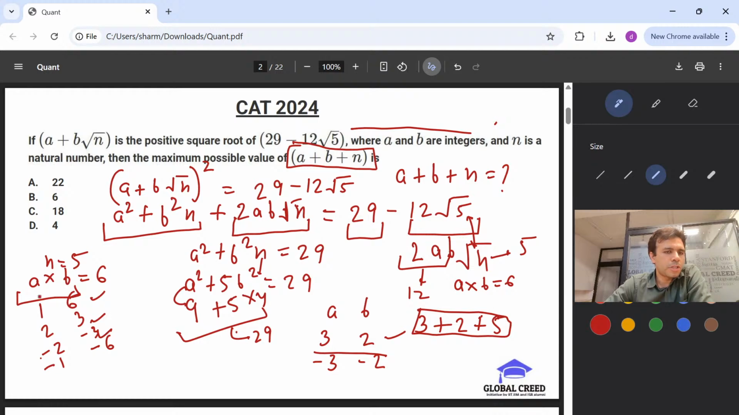Do we have any other possibility through which we can get the product of a and b as 6? So 1 into 6 could be 6, 2 into 3 could be 6. Any other possibility which can fetch me a into b as 6 is we can take minus 2 minus 3, we can take minus 1 minus 6. So the possible solutions which we have are minus 3 minus 2 plus 5 or 3 plus 2 plus 5. Out of these we'll find the highest value and that would be our answer for this question. After this, why has this got stuck.